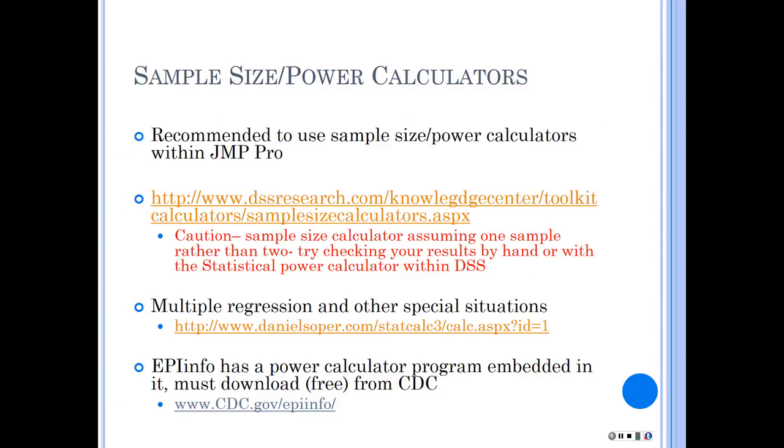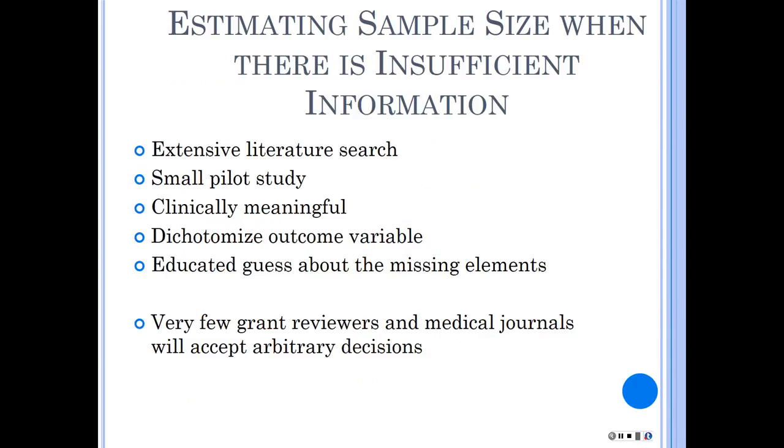The one caution with regards to this is the sample size calculator. There's an error with it. It always assumes one sample rather than two. So if you do use the DSS sample size calculator, make sure that you also check it with the statistical power calculator. Both of those are available within the DSS toolkit if you go to that link. And then there's also some multiple regression and other special situations available at this link that I've included, and there's also a power calculator that you can download for free from the CDC.